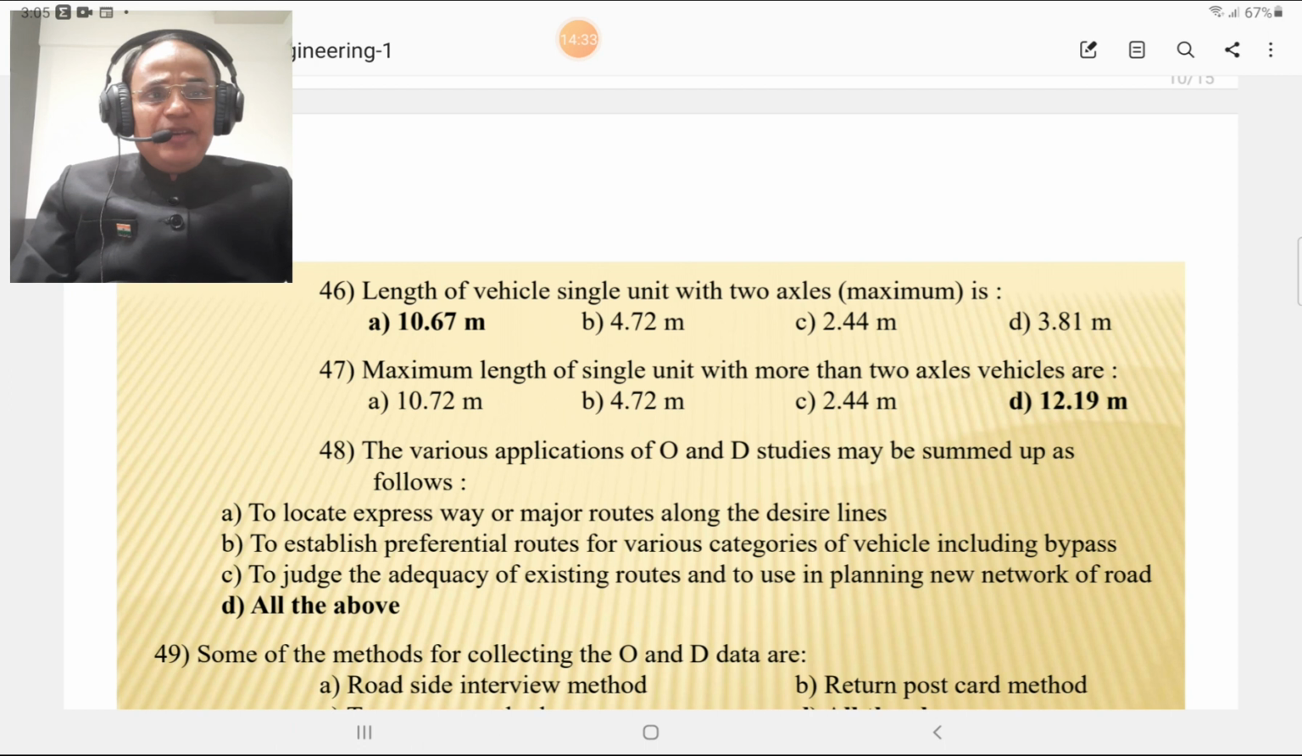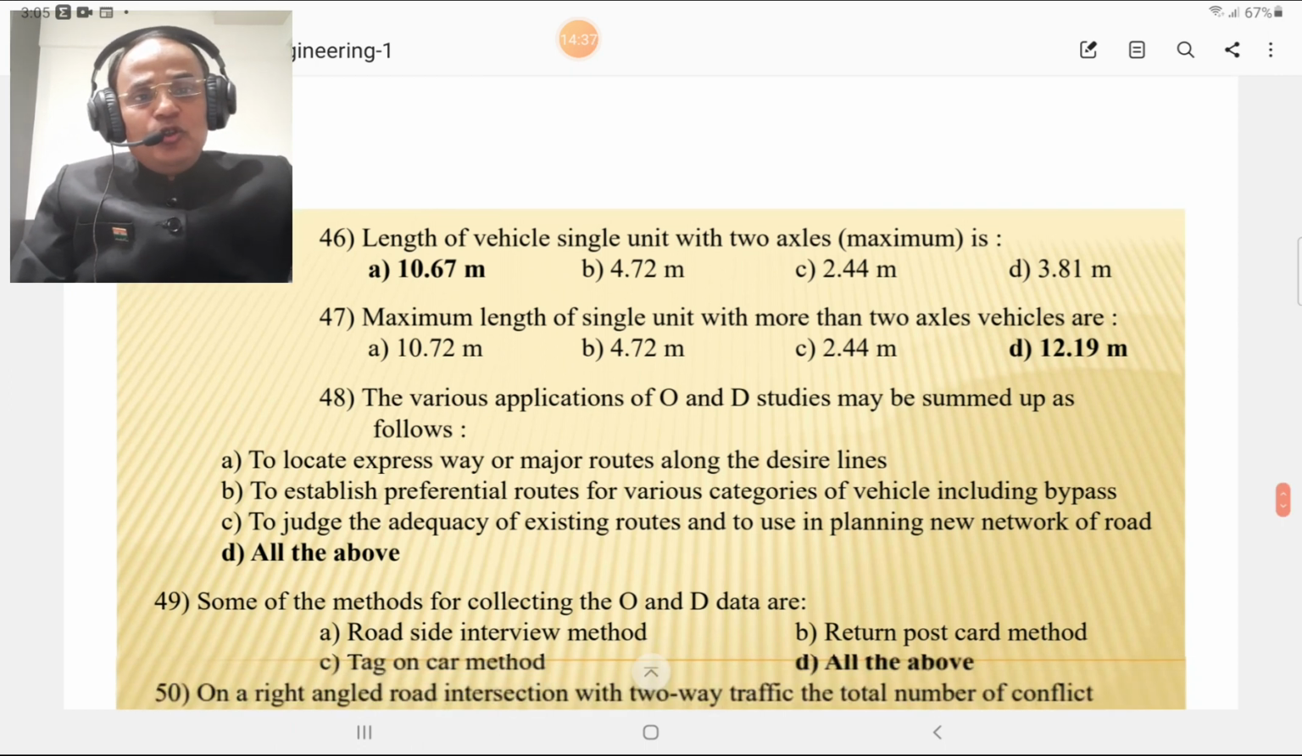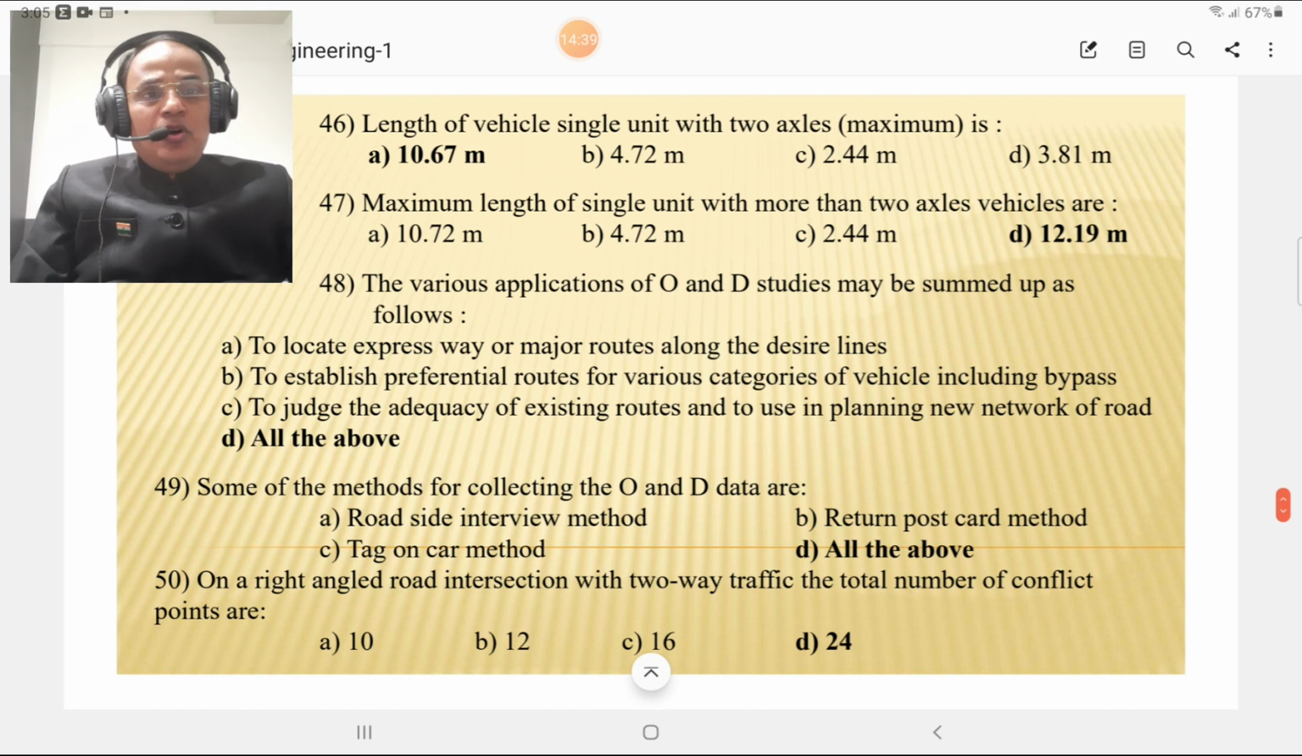The various applications of O&D studies may be summed up as follows: to locate the expressway or major routes along the desired lines, to establish the preferential routes for various categories of vehicles including bypass, to judge the adequacy of existing routes, and to use in planning a new network of roads. All these are required for applications of that origin and destination study. So all of the above is the most appropriate answer.